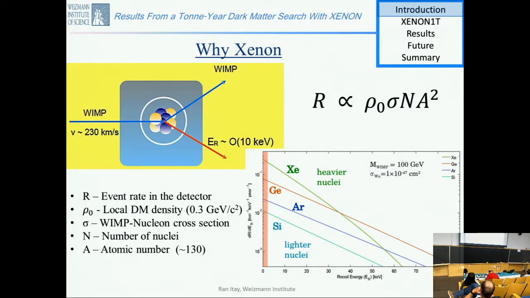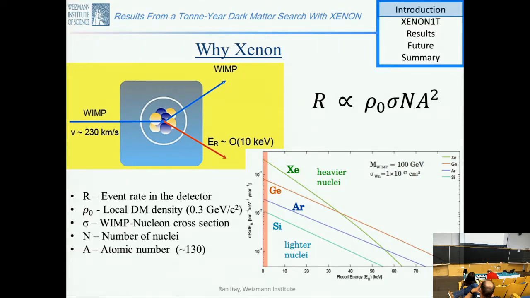So why xenon? The event rate of dark matter particles with the material of the detector follows these quantities, where rho zero is the local density, 0.3 GeV per centimeter cubed, sigma is the WIMP-nucleon cross-section, and the number of nuclei is determined just by the mass of the detector. And we have this enhancement of A squared from coherent scattering, which for xenon is roughly 130.